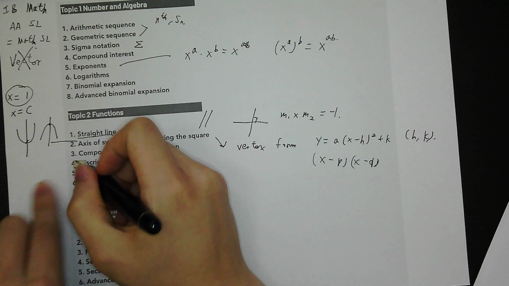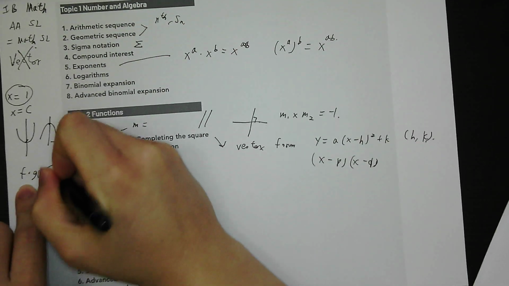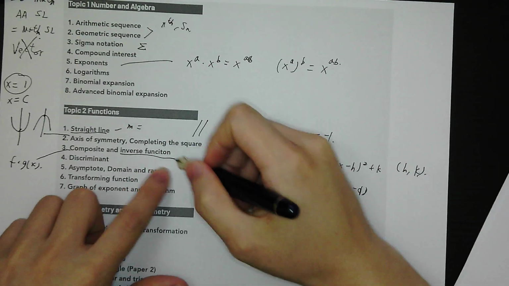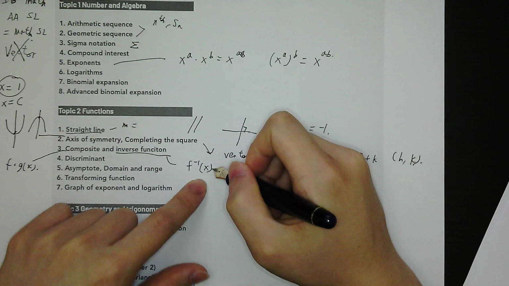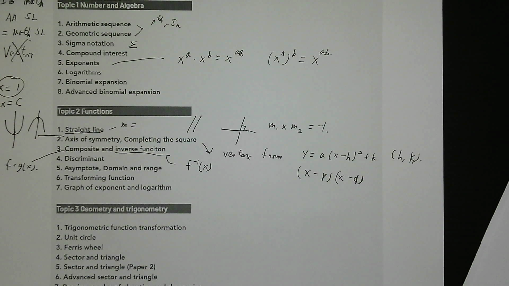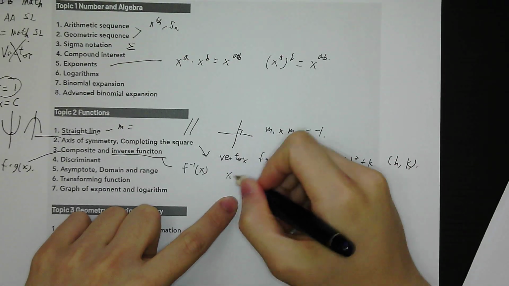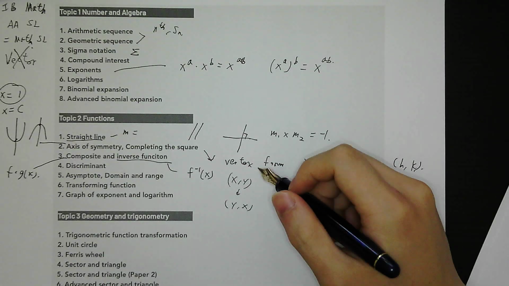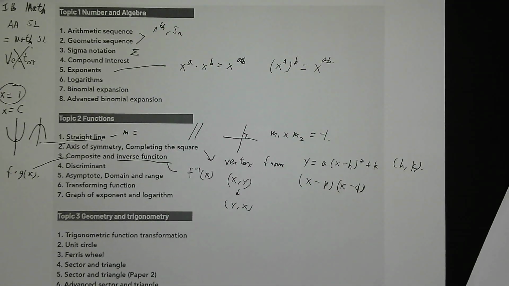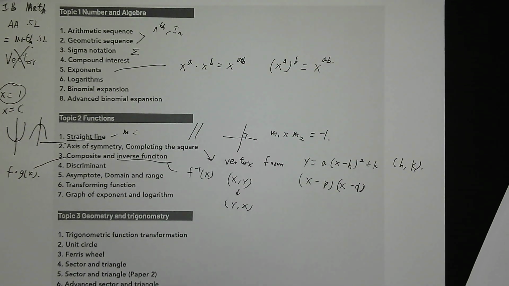So a composite function is like f∘g(x), all these. And the inverse function is f with a power, let's say f⁻¹(x), right? So you should know how the inverse function is formed from the original function. The x and y swap. And yeah, the asymptotes also swap. Let's say the horizontal asymptote becomes a vertical asymptote.